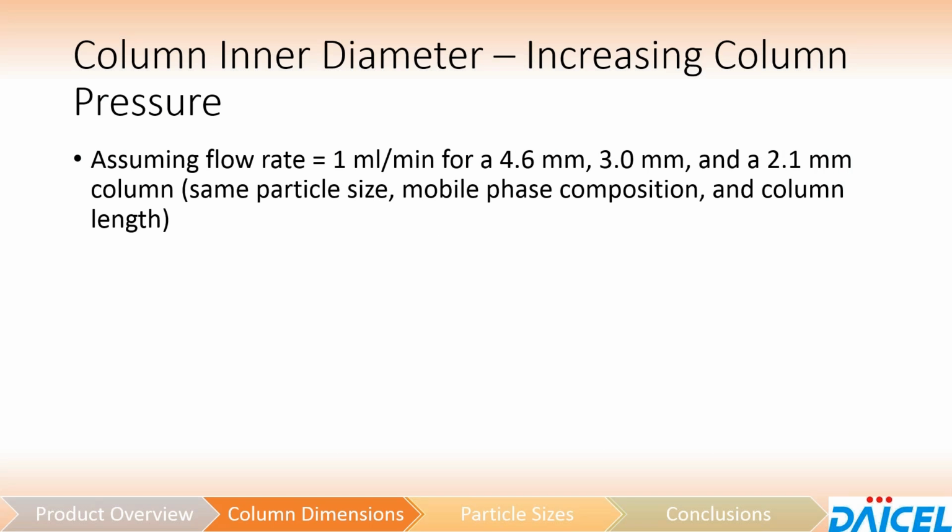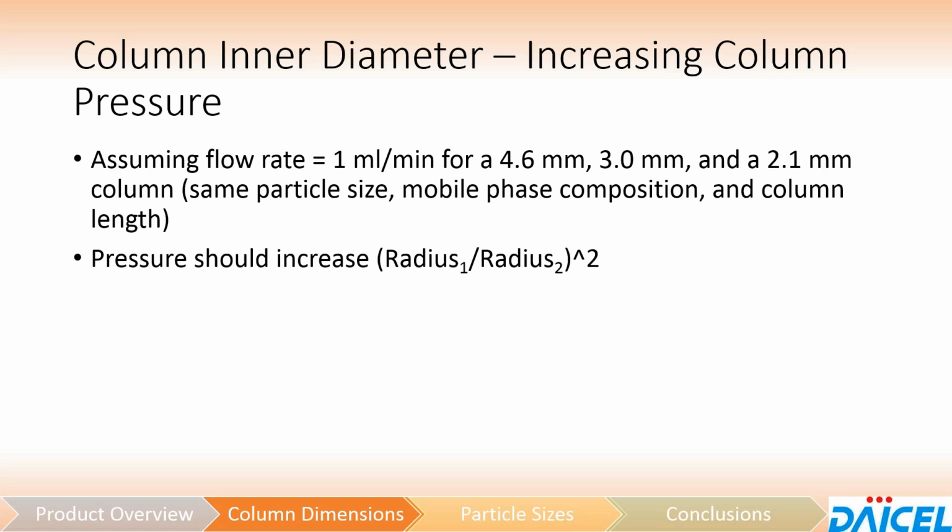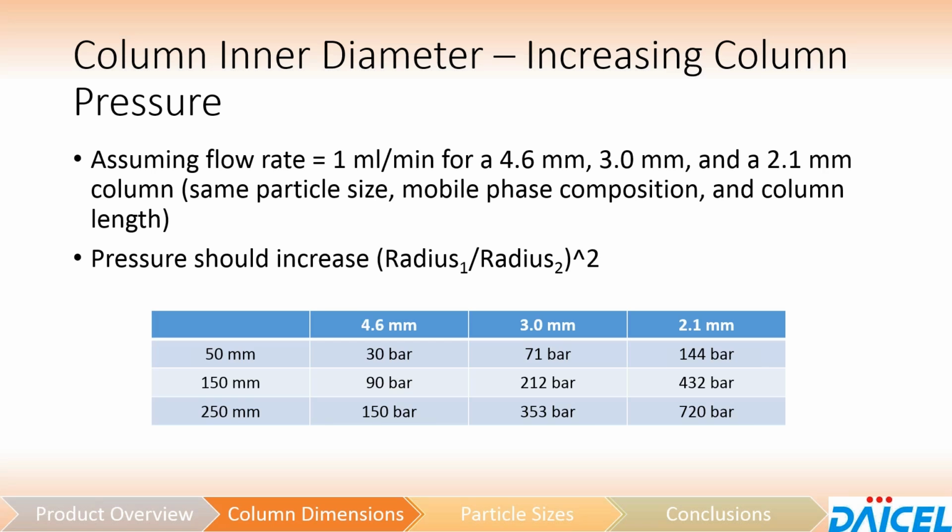So if we assume, again, that flow rate is 1 mL/min for all of these three analytical ID columns, with the same particle size, same mobile phase composition, and same column length, what we would expect to see is an increase in pressure according to the equation that I have shown here, where radius 1 divided by radius 2, squared, should give you the rough estimation of what the new pressure would be on the new column.